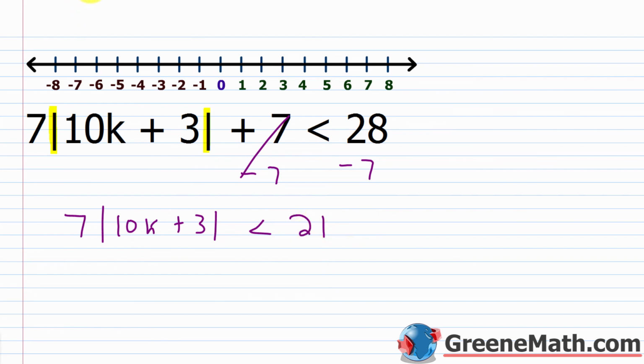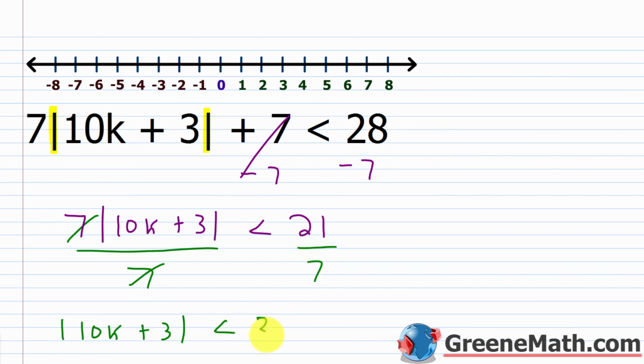So now I can divide both sides by 7. And when I do that, this will cancel with this. I've isolated my absolute value operation. It's the absolute value of 10k plus 3. And this is going to be less than 21 divided by 7, which is 3.